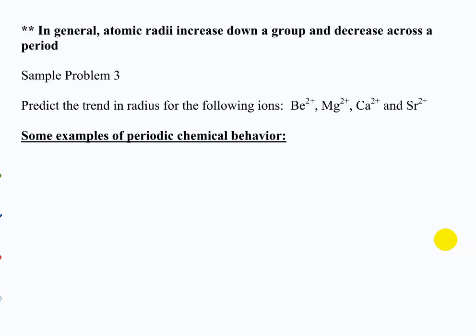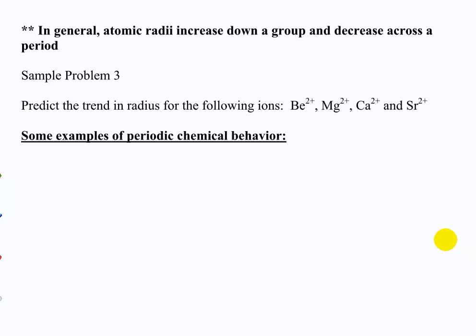All right, so what do you think? What's the trend? Bigger. It goes bigger as you go from beryllium to strontium? That's right, why? Going down. That's right, because you get a new shell with each one, and they get further and further away from the nucleus. So that's the trend on an ionic radius.